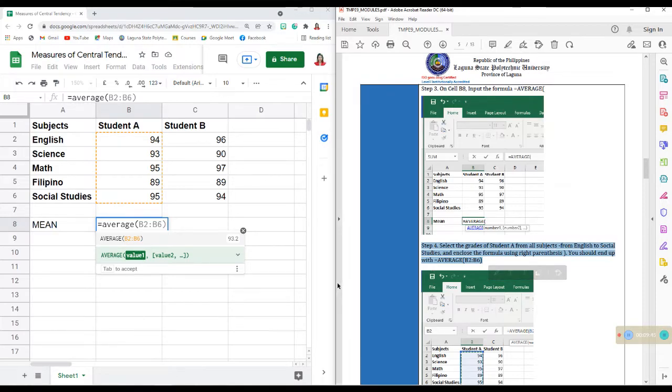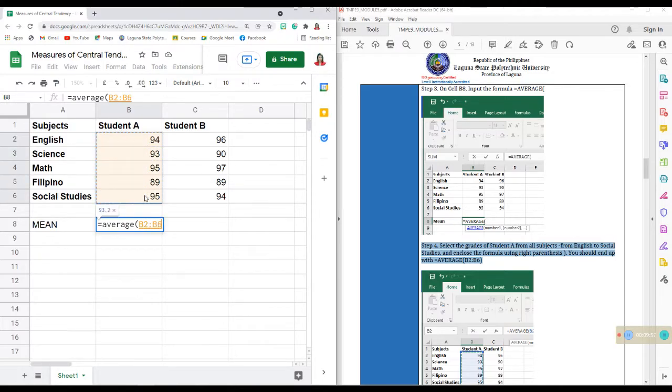So sabi ko nga sa inyo, kung hindi kayo nag-arrive dito sa suggestion ni Google Sheet, pwede namang i-manual nyo siya. So select nyo lang yung from the first observation up to the last kay student A. So you will end up with average, open parenthesis, B2, colon, B6. Okay? Tapos, i-enclose nyo lang siya with a right hand parenthesis. Ayan. So, meron tayong left parenthesis dito, tsaka right parenthesis. So, naka-close na yung ating equation or formula. So, pag nakuha nyo to, just press enter.